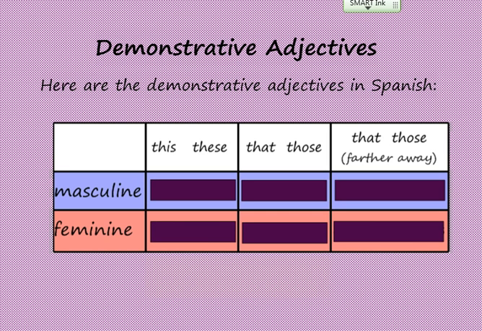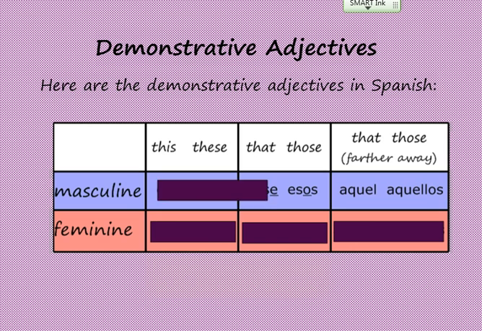Okay, so we're going to fill in this chart that will separate our demonstrative adjectives according to singular and plural and masculine and feminine, and you'll probably see a pattern pretty quickly. So starting with the masculine forms, to say this, we say este, and to say these, we say estos. To say that and those, almost the same word, but without the T, ese and esos. And to say that and those, but referring to something farther away, we would say aquel or aquellos.